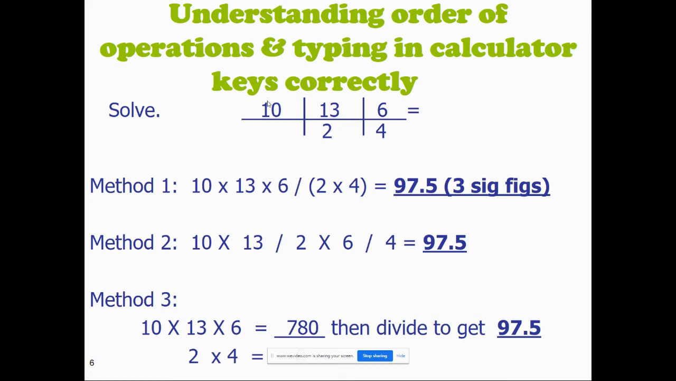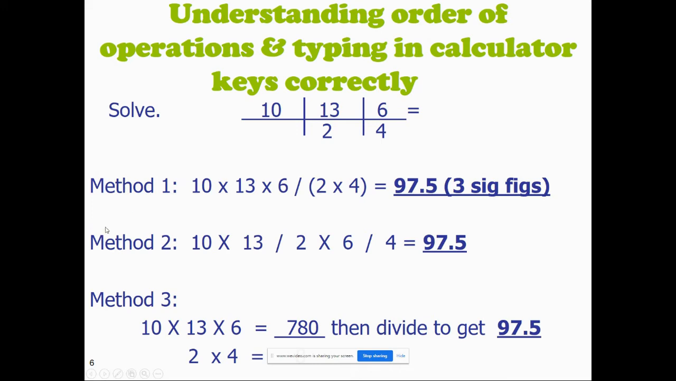Because these are just fractions that you are multiplying, there are several ways you can solve it. You can do 10 times 13 times 6 divided by, in parentheses, 2 times 4. So everything on the top multiplied, divided by everything on the bottom multiplied, and that's this method right here. And that gives you 97.5. That's 3 significant figures. Technically, this answer should be in 1 significant figure, but that's a different issue.